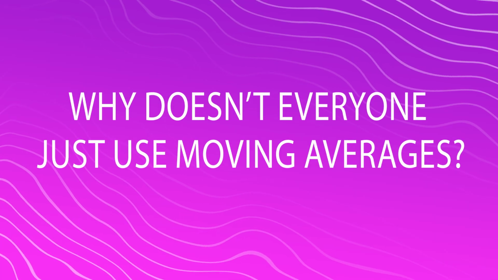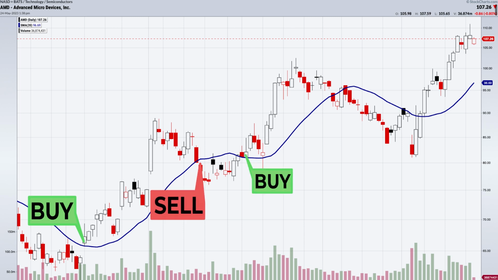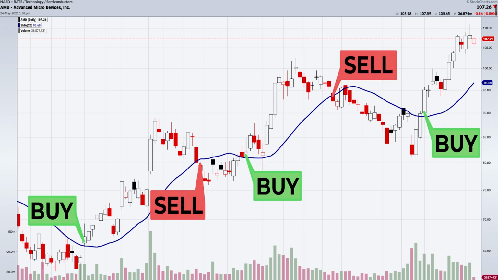While simple moving averages are great for filtering noise, they also have a big weakness: lag. So what is lag? Well, here's an example. Let's look at this chart. As a trader, you can use the 20-day moving average to determine when to buy and when to sell. You would buy whenever the stock price moved above the 20-period average, and you would sell whenever it moved below that. Pretty easy, right?